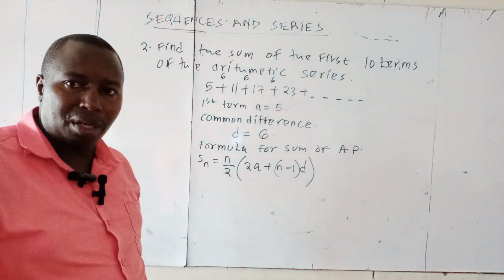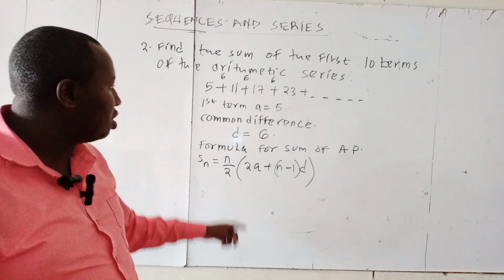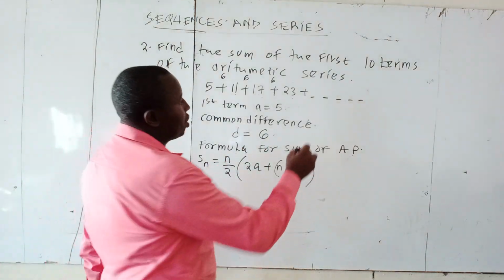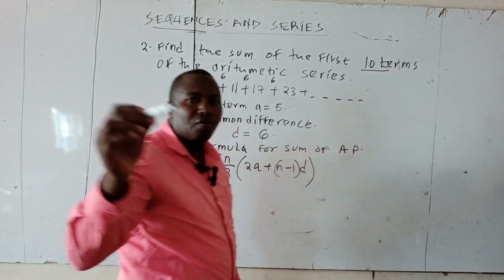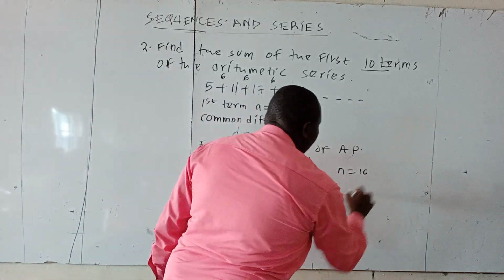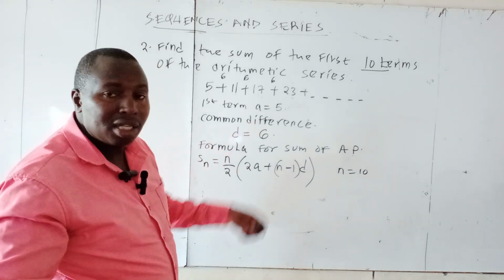Where A is the first term and D is the common difference. Since you have identified that your A is 5 and your D is 6, and the examiner is telling you to find the sum of the first 10 terms, n is 10. So we are looking for the sum of the first 10 terms of this sequence.